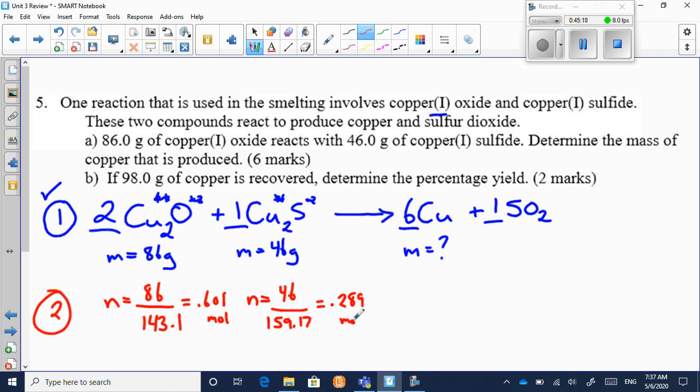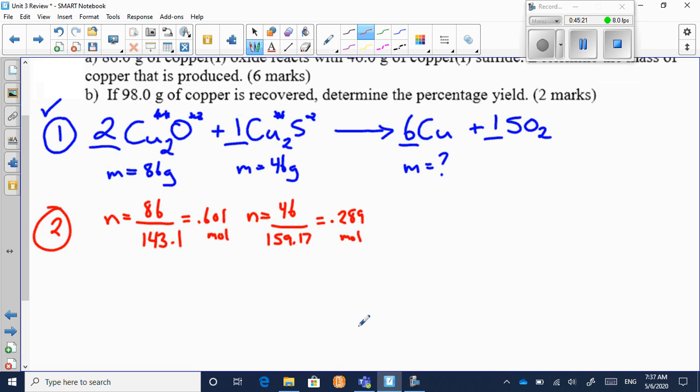Well, which one of them is limiting? So what I've got to do is that little step 2a here. So watch what I'm going to do. I'm going to do 0.601 divided by 2. And over here, I'm going to do 0.289 divided by 1. And when I do that, I get 0.3005. So here I get obviously 0.289 when I divide.